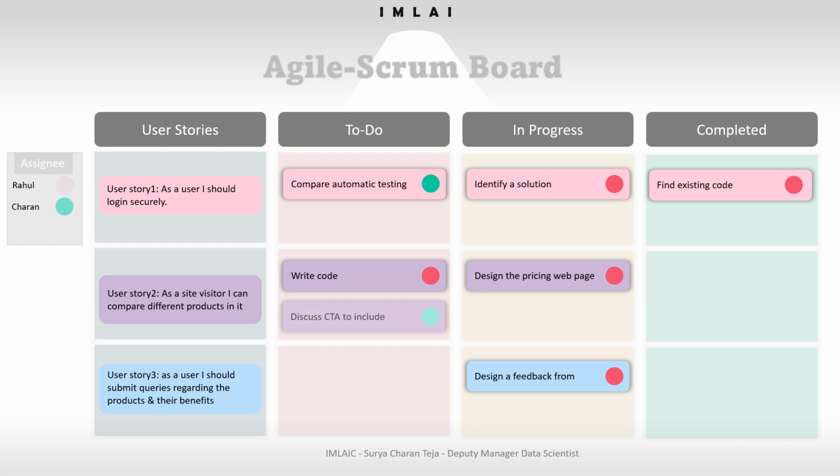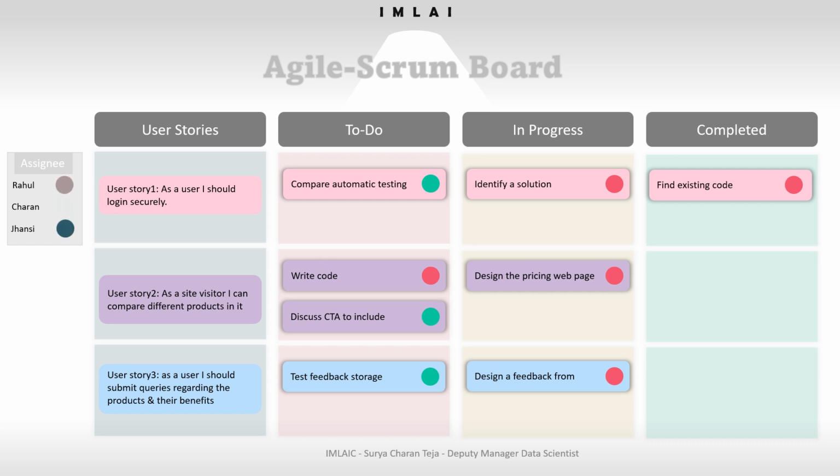Then the another task that the tester Charan has is discuss a CTA. CTA, that's a click to action, to include whether we want to include it or not. So the task had to be done. So that's why we put it in to do. Then he has another task from user story 3, that is test feedback storage. So he hasn't started any of the tasks. That's why the tasks that were assigned to Charan from different user stories all are put in to do bracket.